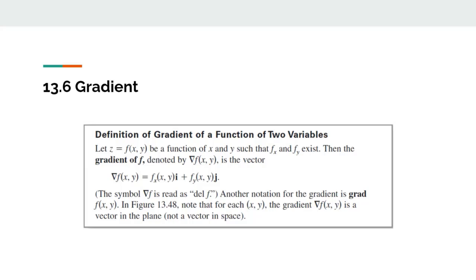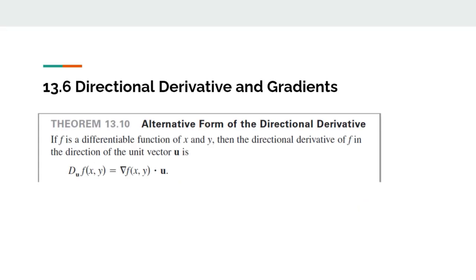And then we have the gradient. It's just this vector of partial derivatives, del f, the gradient of f. It's a vector in the plane, not a vector in space. And then we'll see more about this right now. So, an alternative form of the directional derivative.